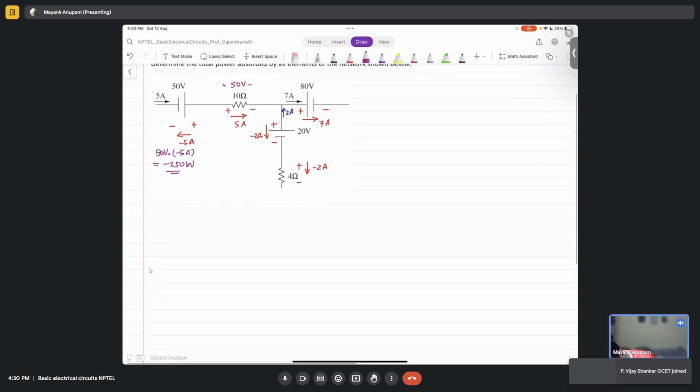So tell me what will be the power here? 250 watt. Again, plus 250 watt. Yes, sir. Fine. This is also 250 watts. Yes, sir. Okay.